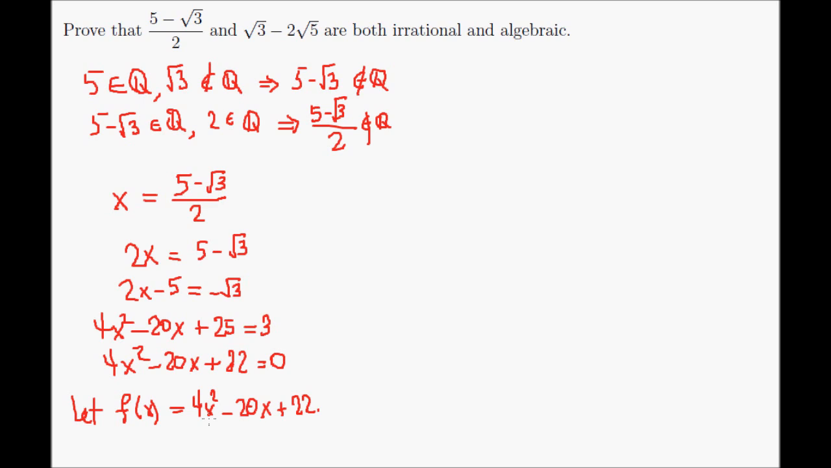That would also work. Let's now show that if we have alpha equals square root of 3 minus 2 square root of 5, that this is also irrational and algebraic. For this problem, it's actually easiest to first show that it's algebraic. So first thing, we're going to have to square twice to get rid of all the square roots.